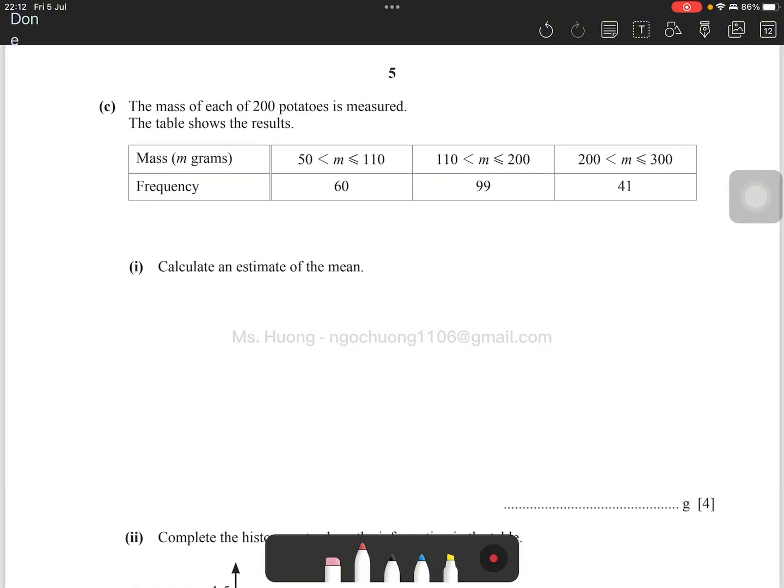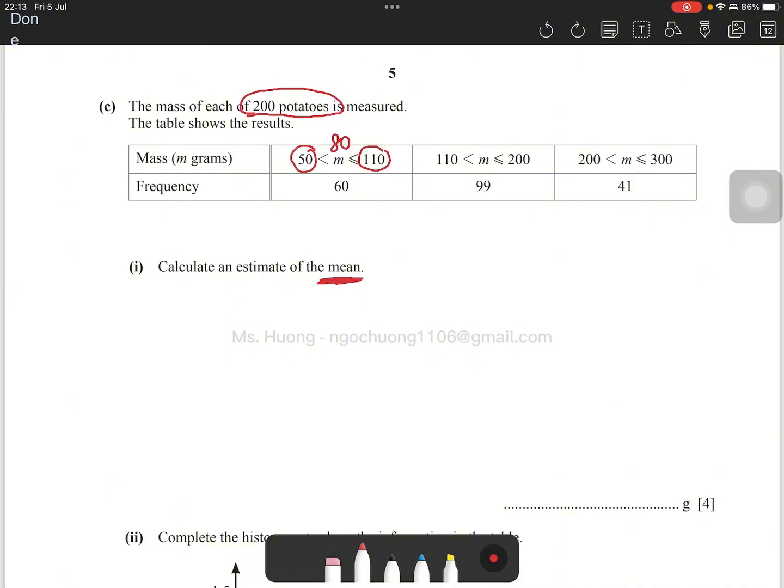C. The mass of each of 200 potatoes is measured. The table shows the results. In this case, if we want to find the mean, first we need to find the middle value of each interval. To do this, we'll add up 50 and 110 together, which is 160. 160 divided by 2 is 80. So we say that the middle value is 80.